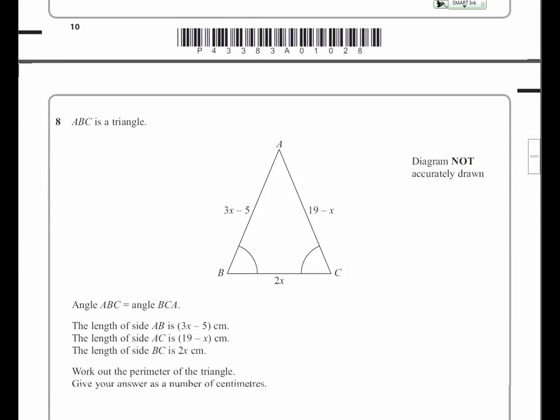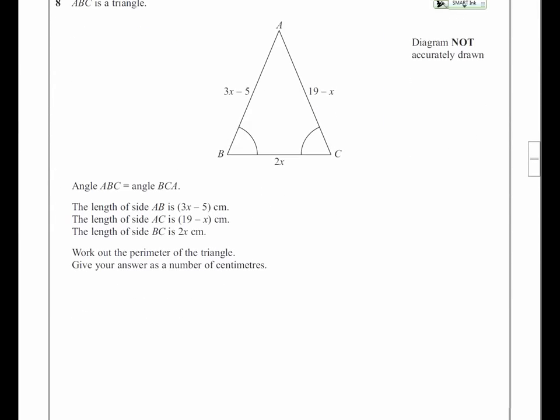Question 8. ABC is a triangle. We can see the lengths are marked algebraically. Angle ABC equals angle BCA. So that means that these angles, this one and this one, are the same. So these are the same.